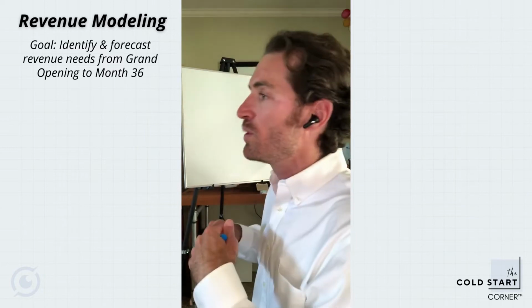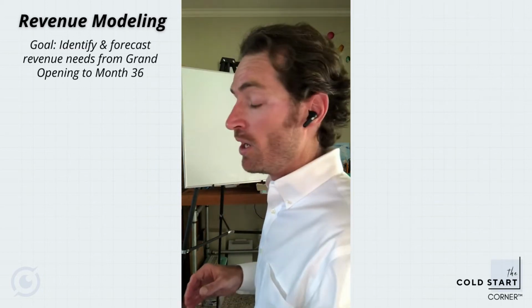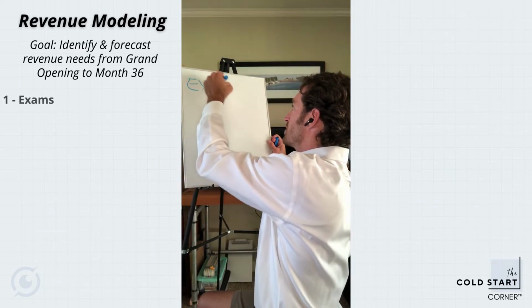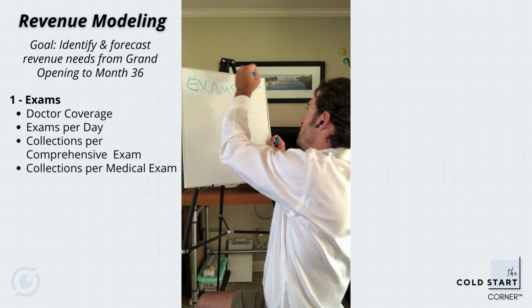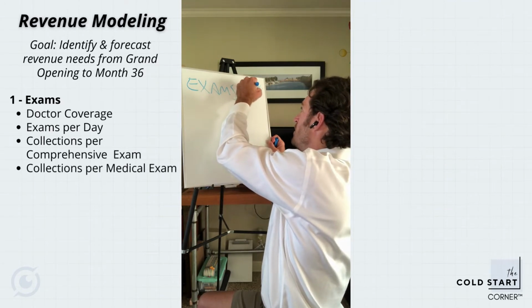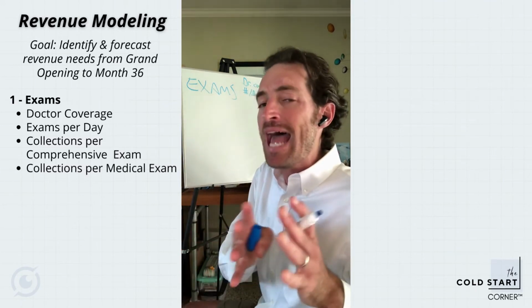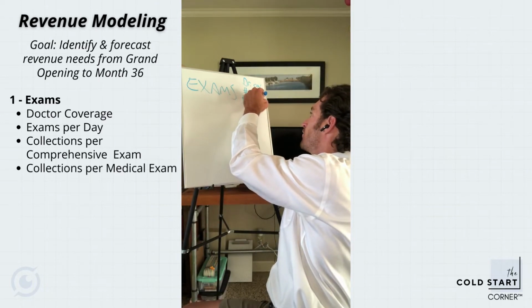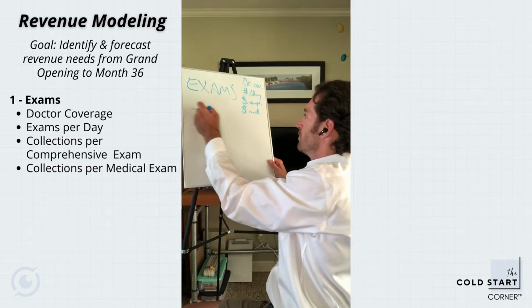So what we're going to do here is identify the 12 key variables that you're going to factor into your calculations when establishing the revenue modeling component of your financial forecast and feasibility analysis. And the first of these 3 sections is exams, and there are 4 key variables at play here. It's going to be doctor coverage. It's going to be exams per day. Now be sure that this number is inclusive of both your comprehensive exams and your medical exams. It's going to be your collections from your comprehensive exams and your collections from your medical exams, right?